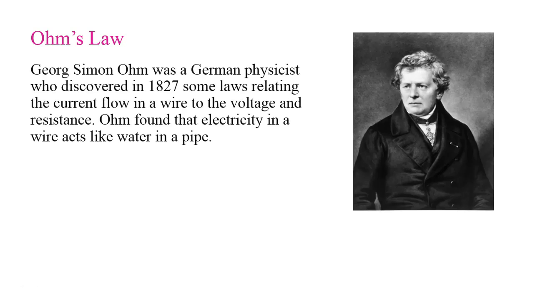Now we will move to talk about Ohm's law and the characteristic voltage-current of a resistor. But before, let us be introduced to the German physicist Georg Simon Ohm. Georg Simon Ohm was a German physicist who discovered in 1827 some laws relating the current flow in a wire to the voltage and resistance. Ohm found that electricity in a wire acts like water in a pipe.